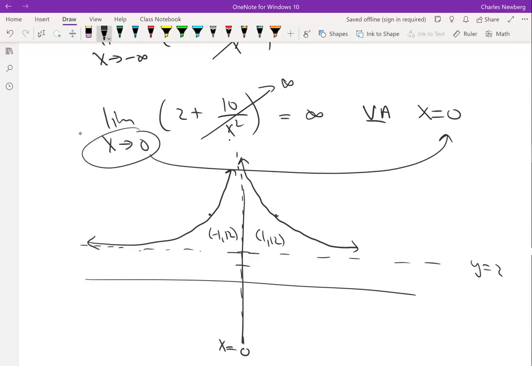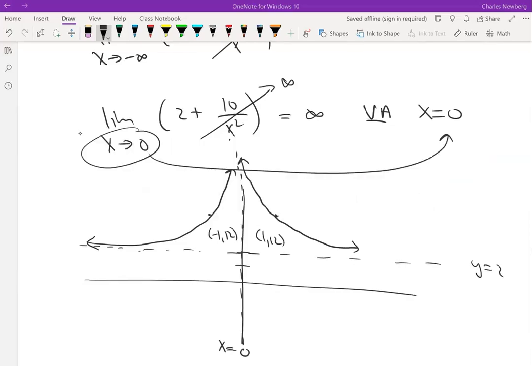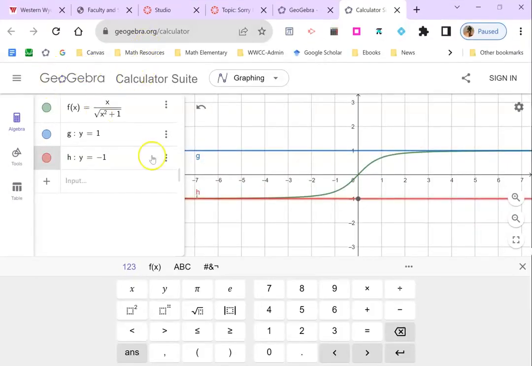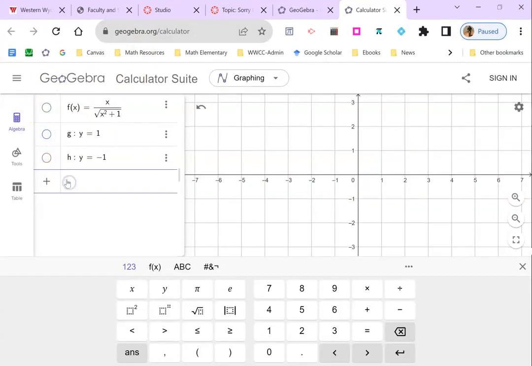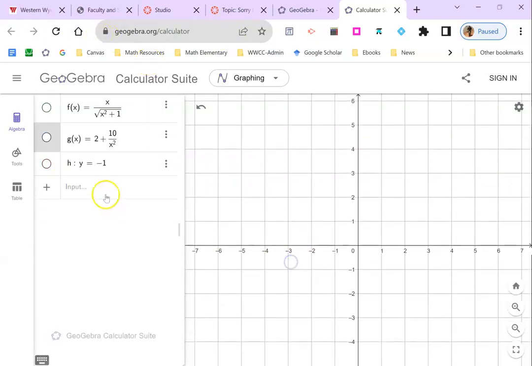All right, so let's look at this graphically. See if our intuition matches up. Let's see, where was GeoGebra? There it is. Let me turn these off. Our function, I'll call it g of x. What was it again? It was equal to 2 plus 10 divided by x squared. Let's hit enter, and let me go ahead and turn on its graph.